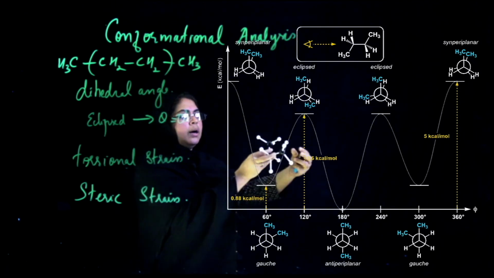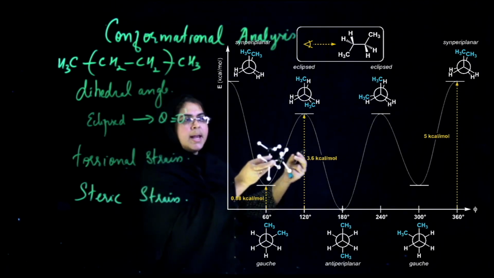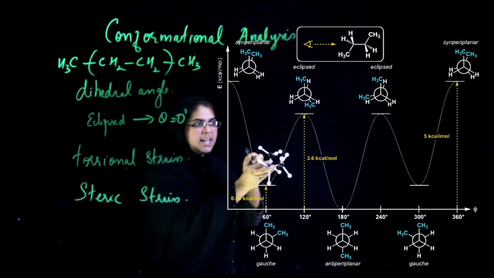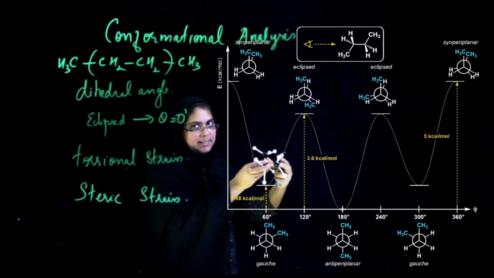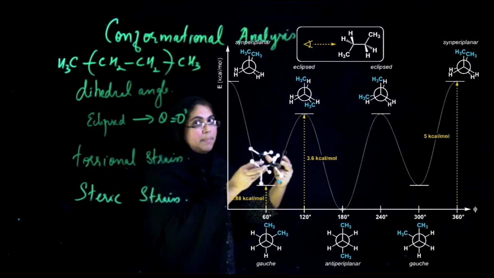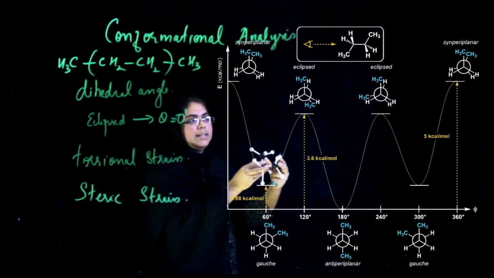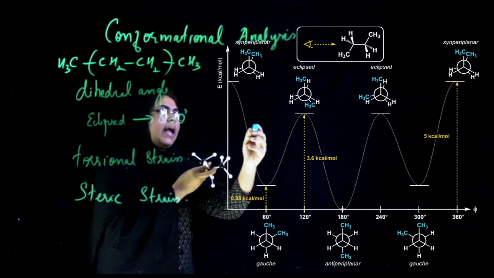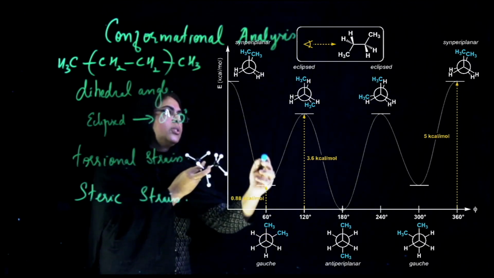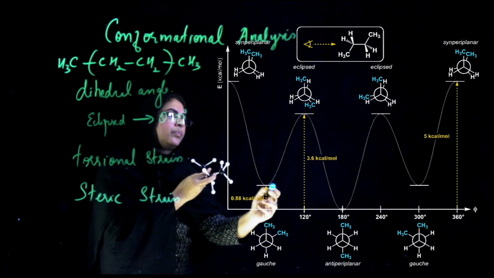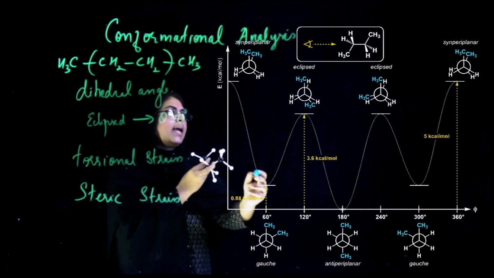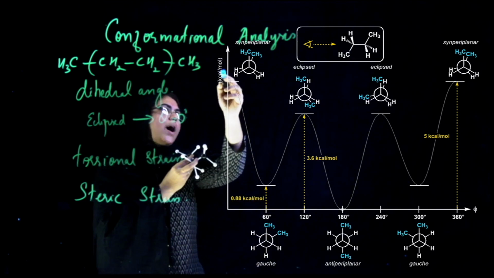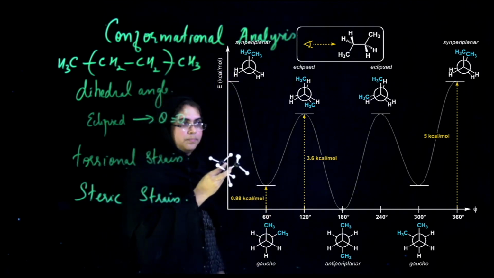The torsional strain will decrease, and the steric strain will also be relatively less. That's why we can see that the energy is coming low, that is 0.88 kilocalories per mole. In the first case, we know that it is 5 kilocalories per mole.